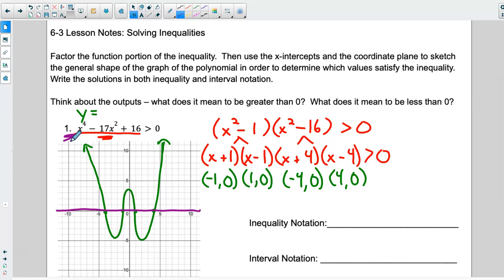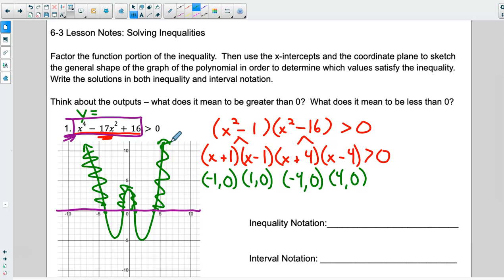That's our graph. So this is our graph. Now this is saying this function is what compared to 0? Is it less than or greater than? Greater than. So that means it's above. So we're looking right here. So I'm looking at this, and I'm looking at this.